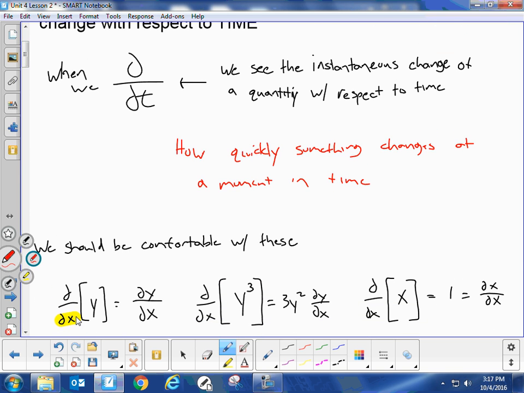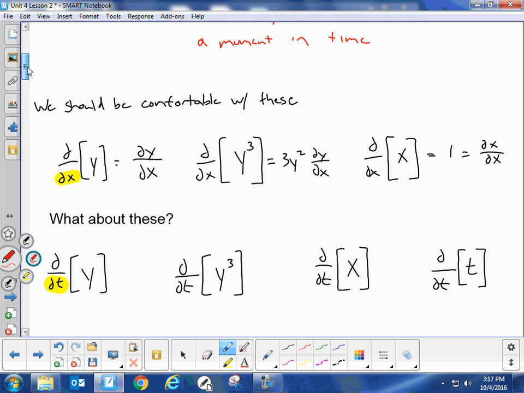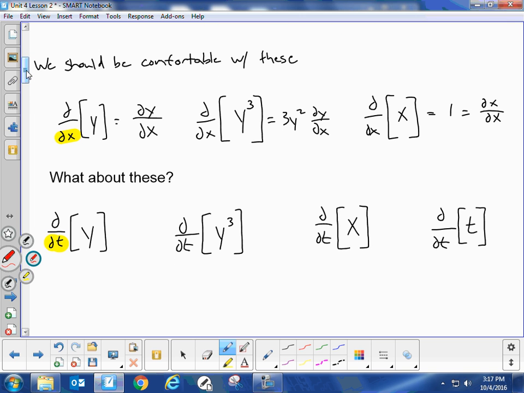If you see d dx of y, you know that's dy dx. Tangent slope, instantaneous change of y over instantaneous change in x. Take the derivative of y cubed, 3y squared dy dx. Take the derivative of x with respect to x, you get 1. It could also be viewed as dx dx. Well, what if we took the derivative of those three things plus 1, with respect to t?